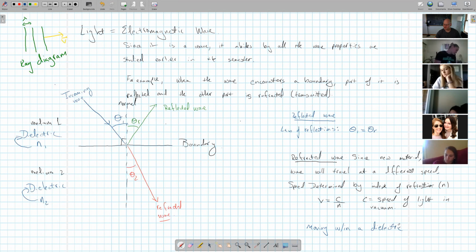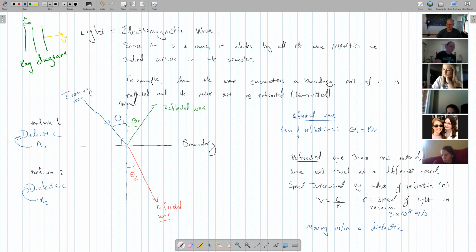So since the wave starts moving within a dielectric, basically what happens is that its speed gets reduced. The speed at which the wave travels inside of the dielectric now gets slower than the speed of light. Here we have c, which is defined as the speed of light in vacuum, which is about 3 times 10 to the 8th meters per second.